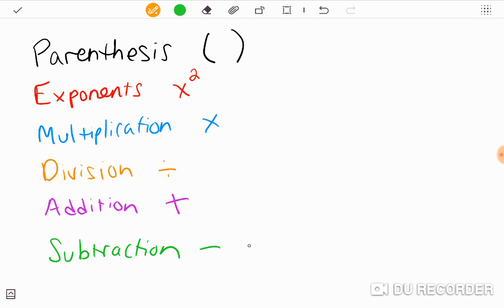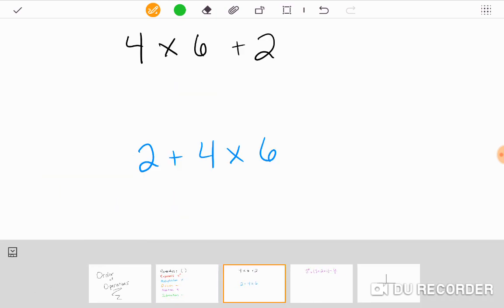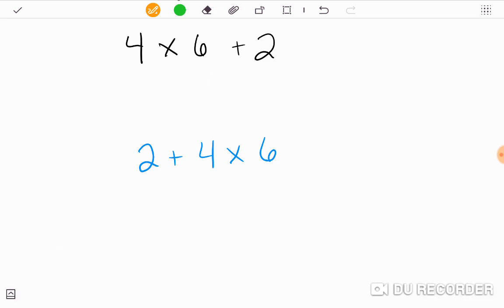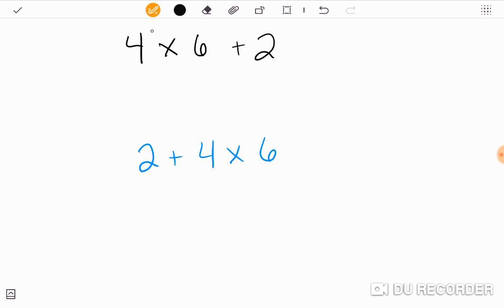Okay, so if you need more time with this, if you're writing this down, go ahead and pause the video and you'll be able to get all this stuff down. What I have now is a couple of different problems. It's really two problems, but one of the problems I wanted to do in two different ways to show you guys why the order of operations matters.